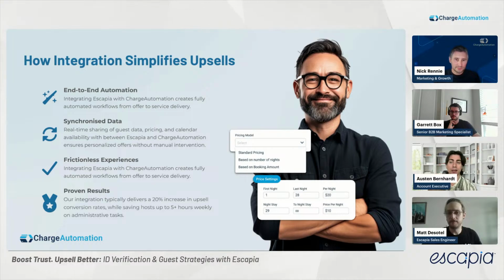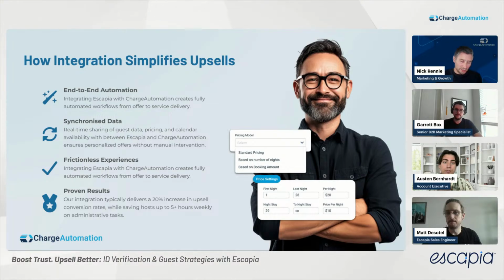Because another thing, even if you're an Escapia user and not using charge automation, it's so much work to put a new system in place. Once we've set up charge automation, everything's pushing back. Your team is still working out of Escapia because all the information is there. It makes it very easy to act on those upsells and any other activities that charge automation is automating.